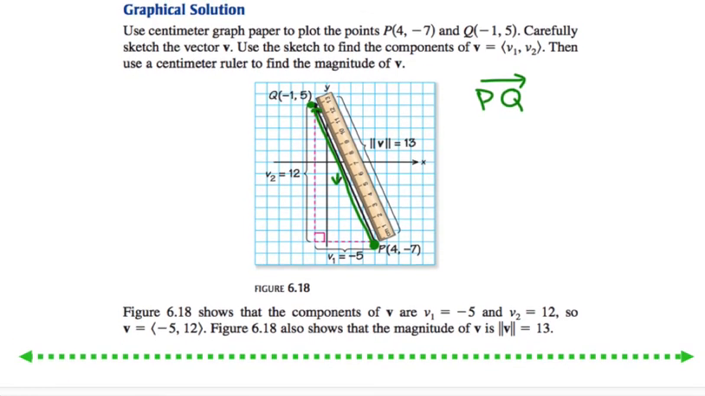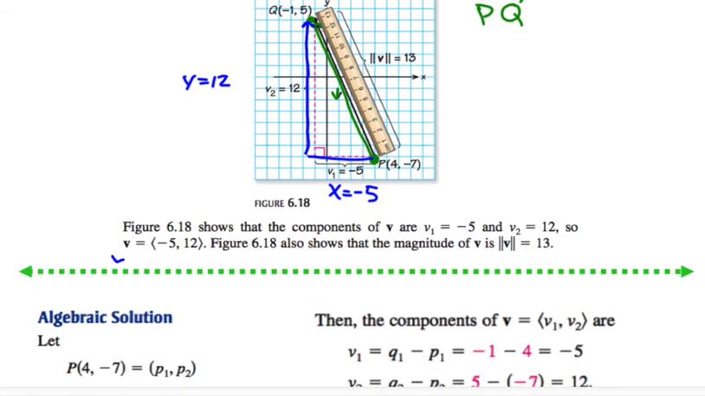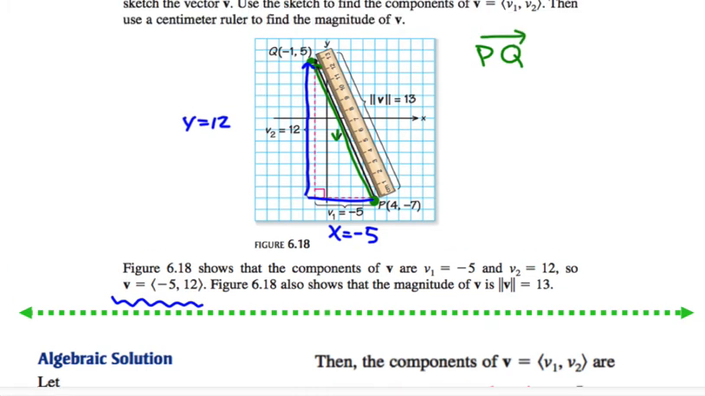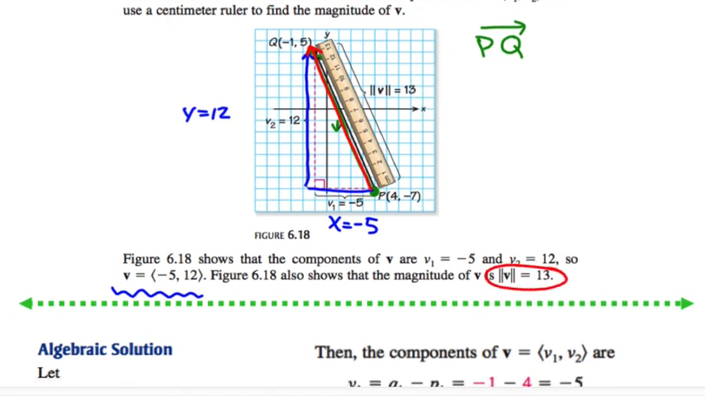So graphically, this is our graphic solution. We've done this already. Here is your change in x. So you're moving 5 to the left, and then this is your y change, and you're counting up 12 units. So your component form would look like this, -5, 12. Then you can find the distance using your distance formula, and the magnitude is 13. So that's how you can describe that vector.